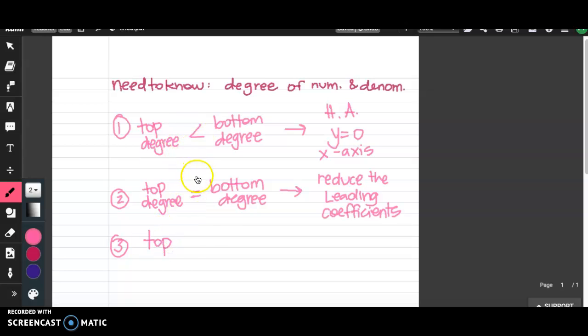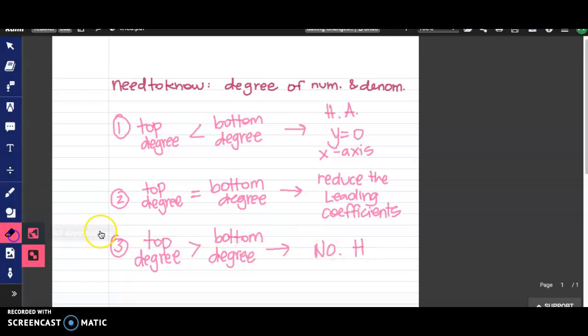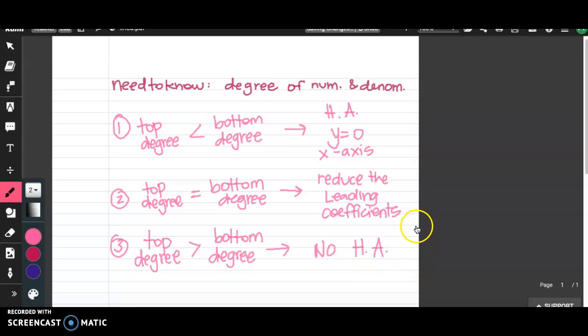But what if neither one of these happens? That must mean that the top degree is actually bigger than the bottom degree. And if that's the case, then we can go ahead and say there's no horizontal asymptote. No horizontal asymptote. Okay? So it's going to be one of those 3 cases.